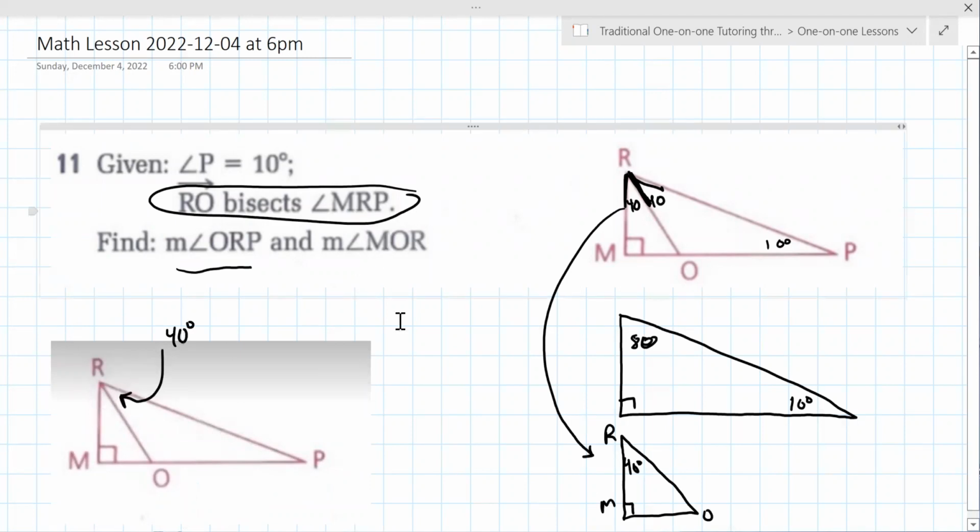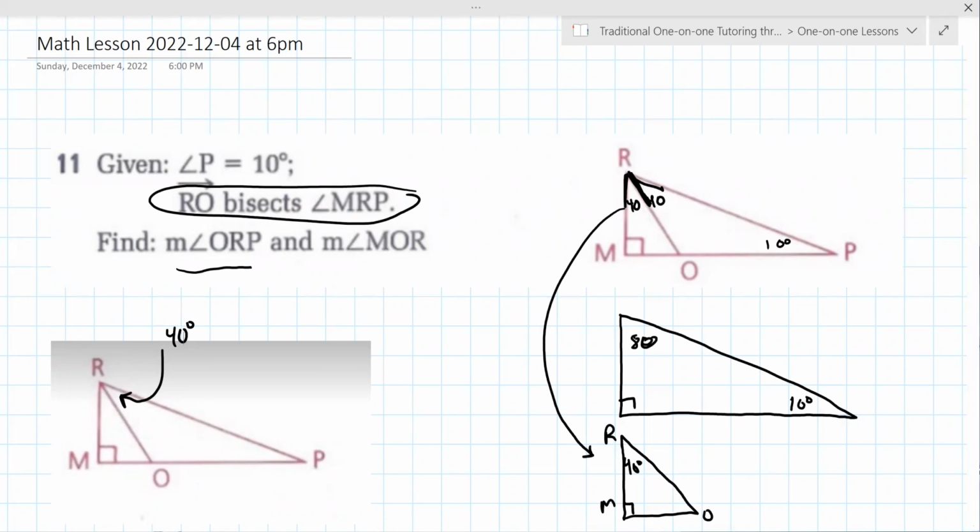And then you need MOR, which is the one down here on the smaller triangle. So that's also the same. You get it by adding up the three angles in the triangle. So it is 50 degrees. Got it.